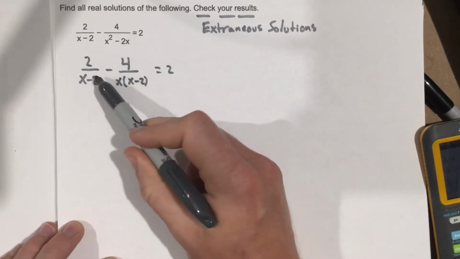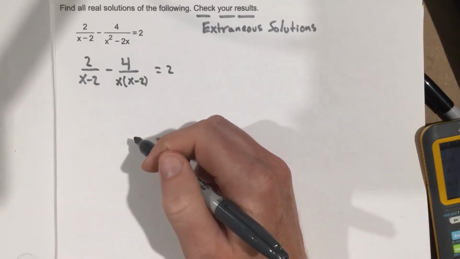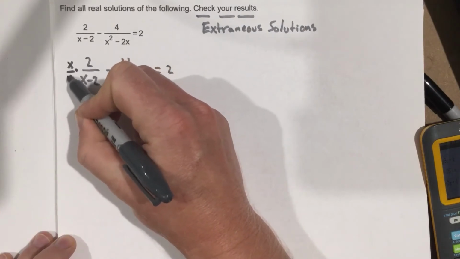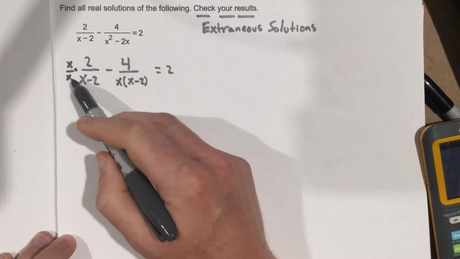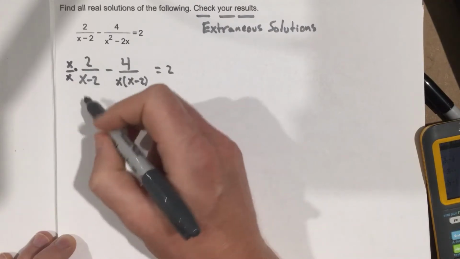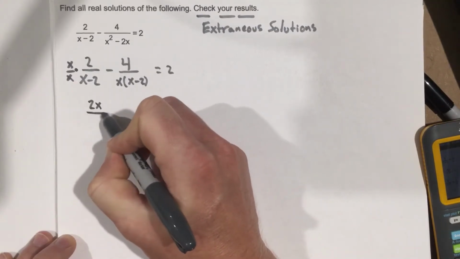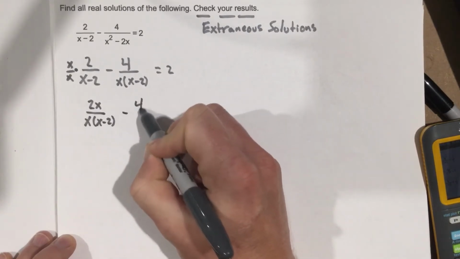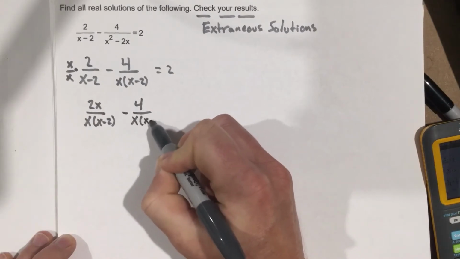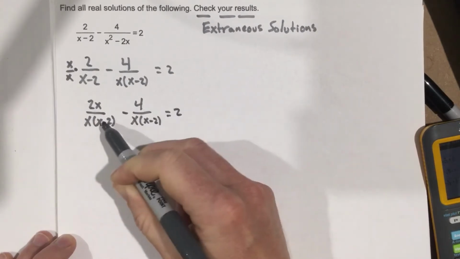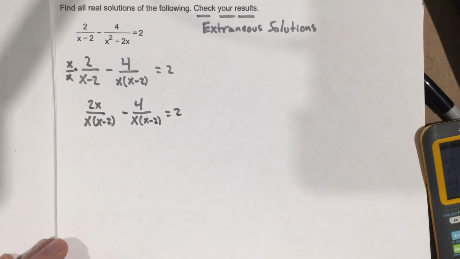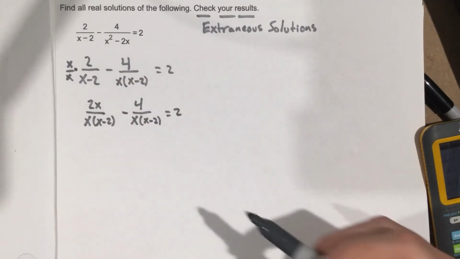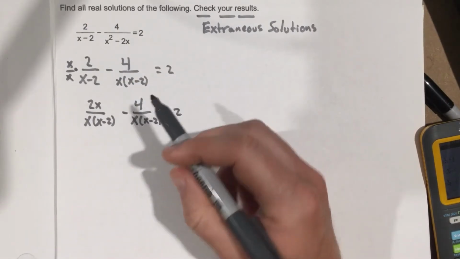If I get an x in it, I can actually combine these together, and it makes the problem a little easier. So I'm going to multiply by x over x, which is just 1, but it's finding a common denominator here. And when I do that, I end up with 2x over x minus 2 minus 4 over x minus 2 equals 2. Now this is not the only way to solve this problem. I could just multiply both sides by x minus 2 and then x squared minus 2x. I just think this might be a little simpler approach.